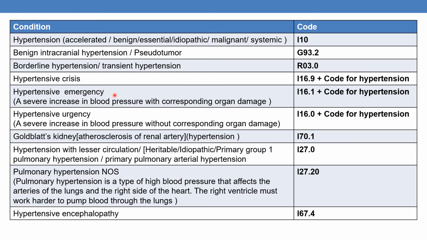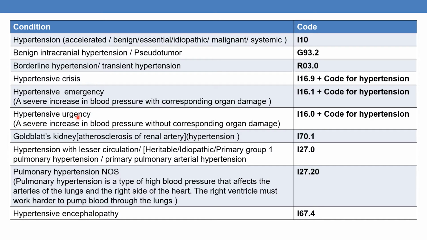And for hypertensive emergency, what is hypertensive emergency? A severe increase in blood pressure with corresponding organ damage. If you see the order, hypertensive crisis is unspecified. It can contribute to hypertensive urgency. Hypertensive urgency is nothing but a severe increase in blood pressure without corresponding organ damage. Hypertensive emergency is more severe than hypertensive urgency.